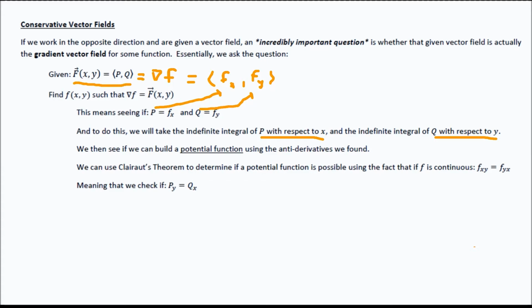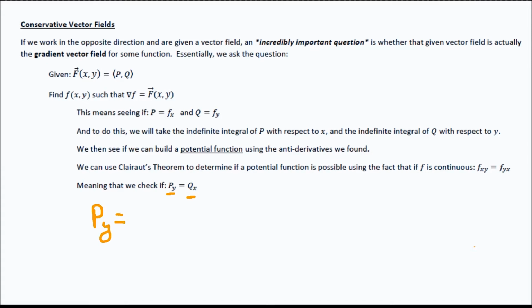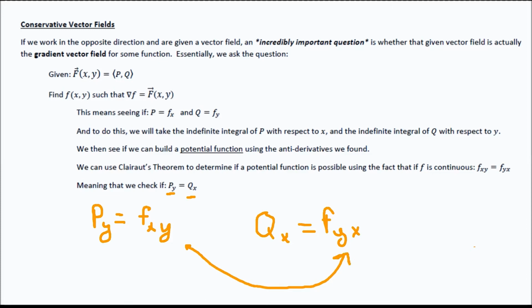Now, a good place to start is actually with Clairaut's theorem, because if a potential function is possible, that means Clairaut's theorem must hold as long as that function is continuous. For example, we want to check if P partial y equals Q partial x. Remember, we're trying to show that P is really f partial x. So then it's f partial x with respect to y, so f xy. Q partial x, I should say, is asking: Q is supposed to be f partial y, and if I take that derivative now with respect to x, I get f yx, and by Clairaut's theorem, those should be the same if my function is continuous. So again, that's what we're going to try to show.